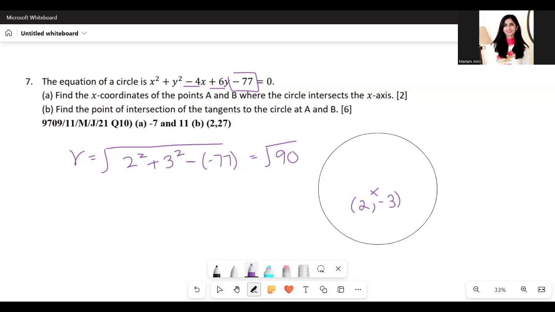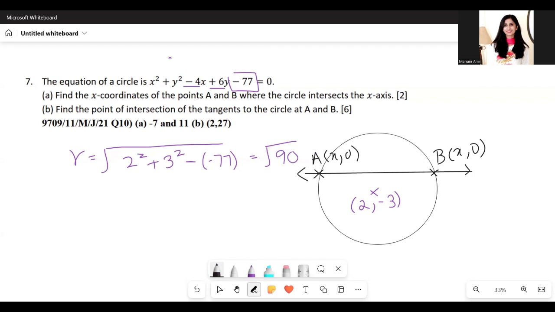Now, the question says, find the x coordinates of points A and B where the circle intersects the x-axis. Okay, let's say the x-axis is here. So then they're asking for this point and this point and their x values. So this will be some x comma 0 since it's on the x-axis. And on the x-axis, y is always 0. And B is also going to have some x value, comma 0.